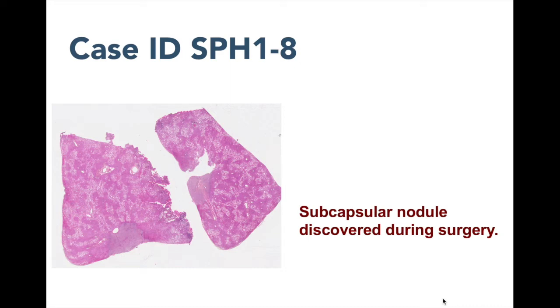Case number 8, again, surgical specimen. It was a subcapsular nodule that was discovered during surgery for pancreatic cancer. So there was a frozen section, and you have now the specimen that was fixed in formalin. So let's go to the slide.